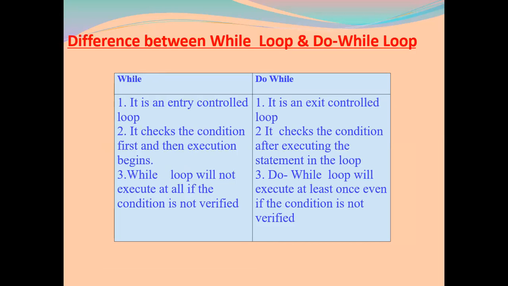Again, when we talk about the difference between entry controlled and exit controlled loop, or the difference between while and do while loop, as we can see, the while loop is an entry control loop, do while is an exit control loop. The while loop checks the condition first and then it enters into the loop. But the do while loop, while coming out of the loop, the condition is checked. The while loop will not be executed at all if the condition is not true. But the do while loop will execute at least once even if the condition is not verified.